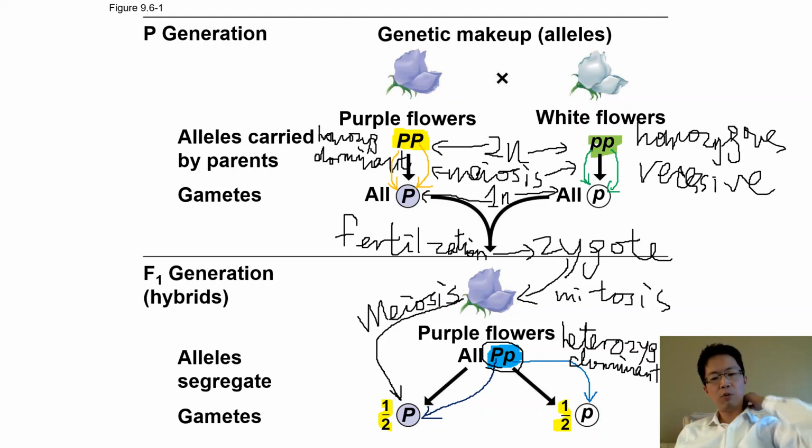Because of that, we call the purple color the dominant phenotype. When you have one big P and a small p together, it is the purple color that is expressed instead of the white color. Therefore, we call this heterozygous dominant, and because of this reason, we call the purple color the dominant color. White color is the recessive color. Now you can see that the white color is not expressed, but the allele small p is still there. Okay, so it's not disappeared, it's not vanished. The recessive allele is still there. It's just that it is not expressing.